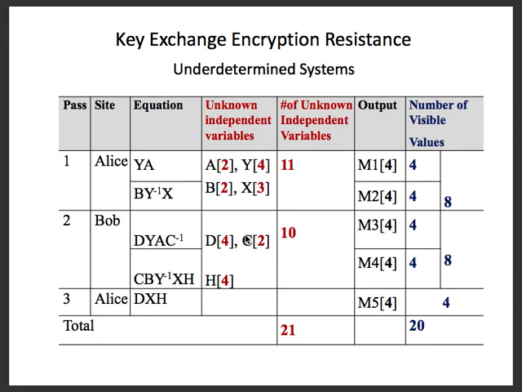Now look, what is the resistance of this encryption? Every time we send matrices through a network, we see how many variables unknown to the third party we have. 11 the first time, and we see 8 visible numbers. These systems are underdetermined. It's like x plus y is equal to 77. You can resolve it. Any kind of x may satisfy these equations.